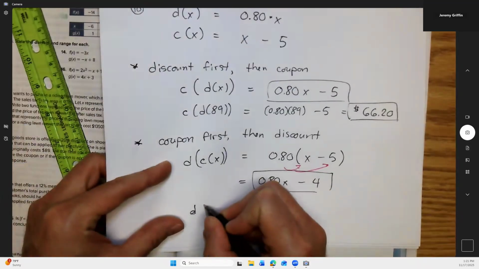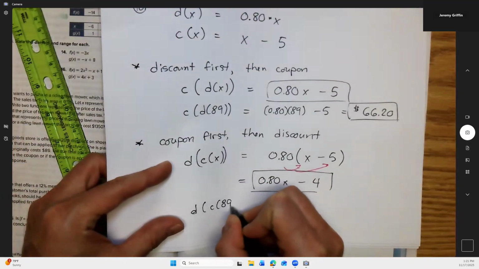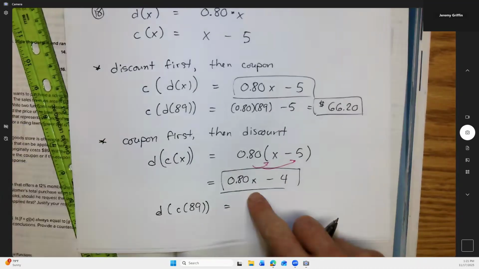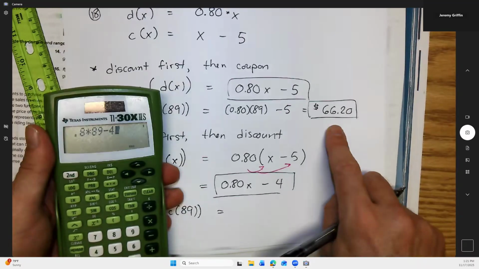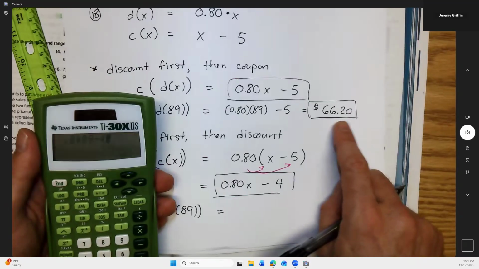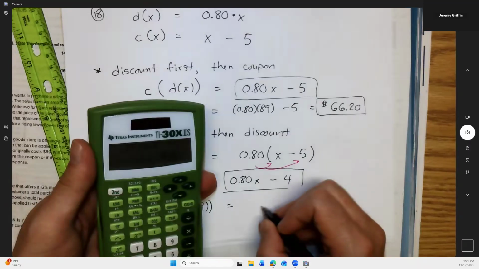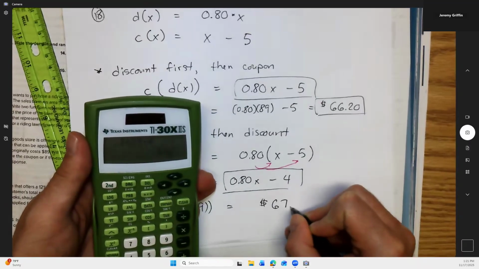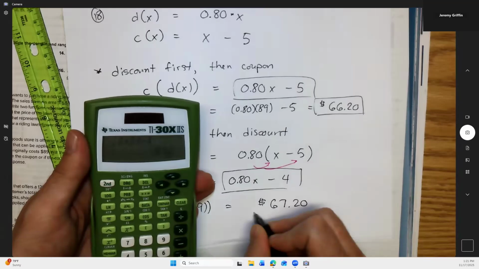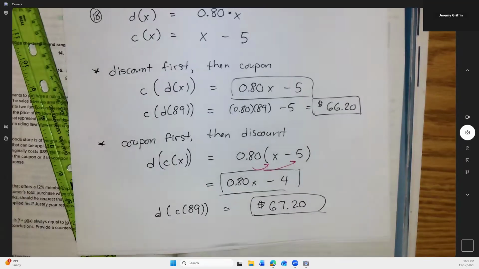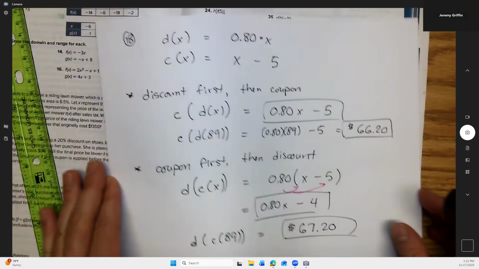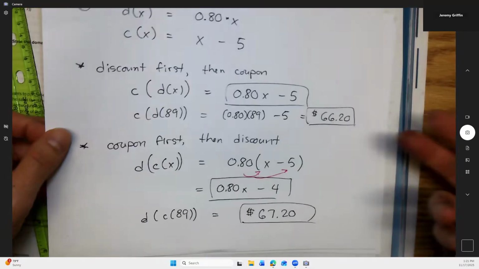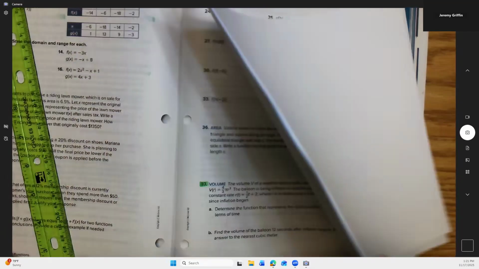Okay. So what is discount of coupon of $89 shoes? See what that'd be? If I plug in 0.8 times 89 minus 4, I should get, oh, it should be an additional dollar. Let's see. It is. It's $67.20. Like that. Okay. Yeah, so you want to take the discount first and then the hard number coupon after the fact. That will be the best deal. Right? Only by $1, but it's still a little bit better deal. All right. Okay, a few more with you guys here.